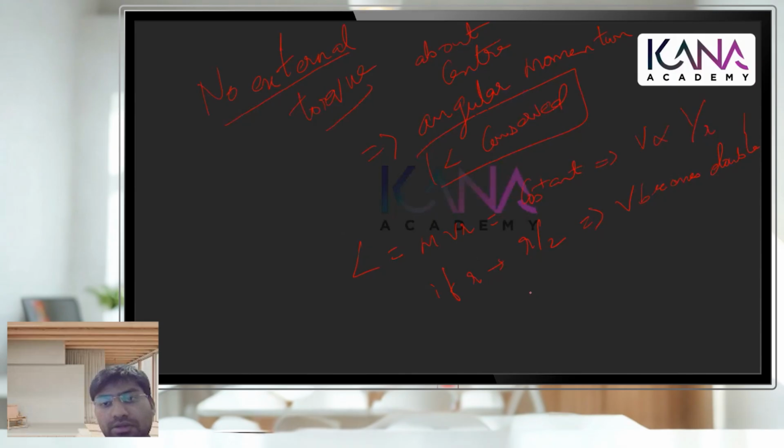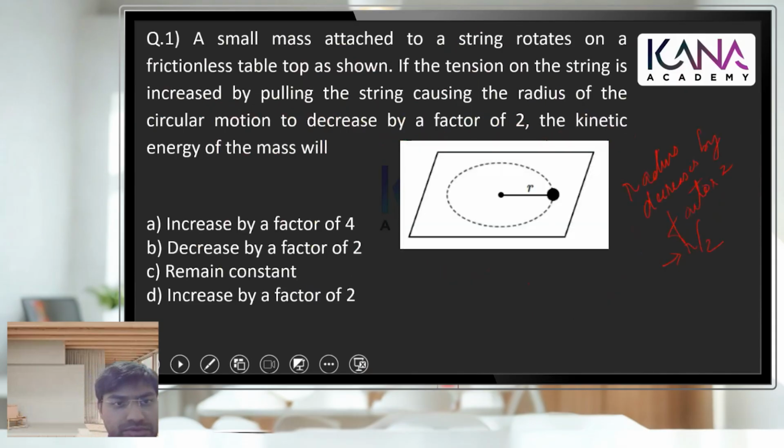So kinetic energy is directly proportional to V square, velocity square. So if velocity doubles, kinetic energy increases by a factor of 4. So this is the answer for this first question.